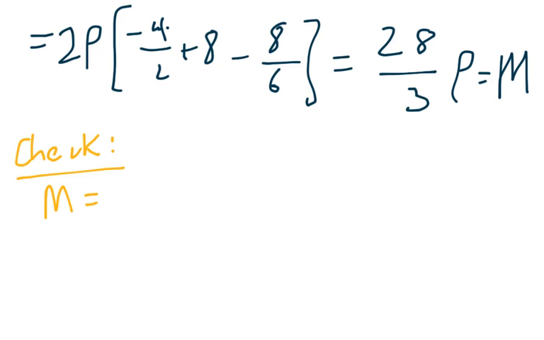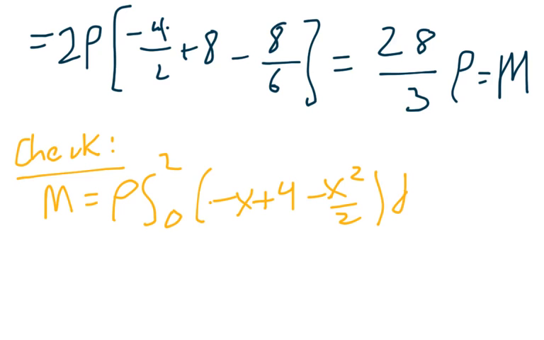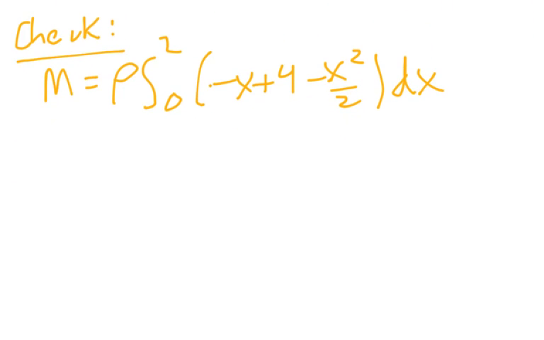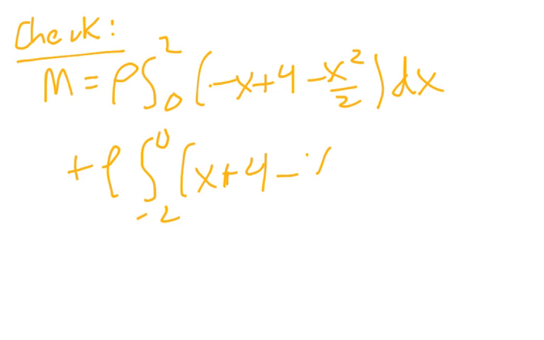Mass is equal to rho integral 0 to 2 of minus x plus 4 minus x squared over 2 dx. That's what we just did. But then you'd also have to do plus rho from minus 2 to 0 of x plus 4 minus x squared over 2 dx. So check this, you'll end up getting the same thing.